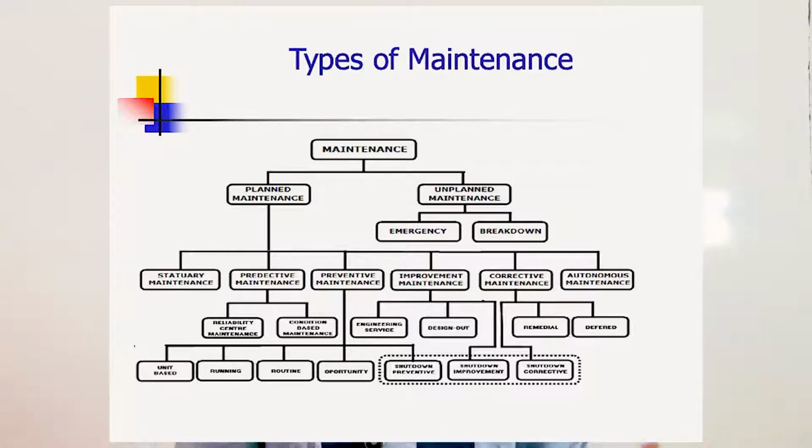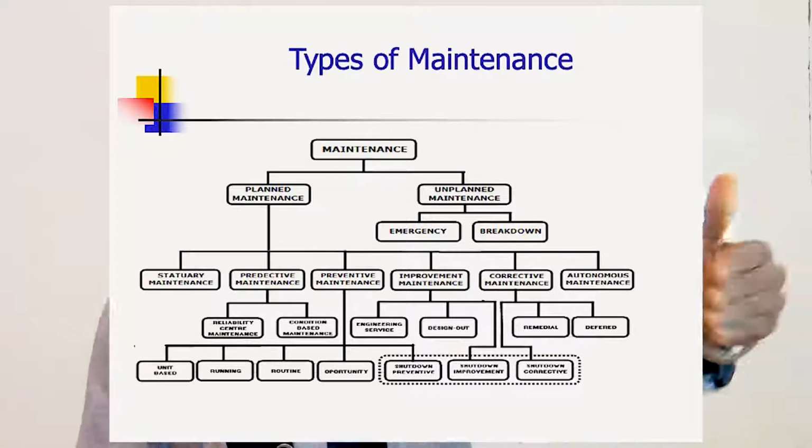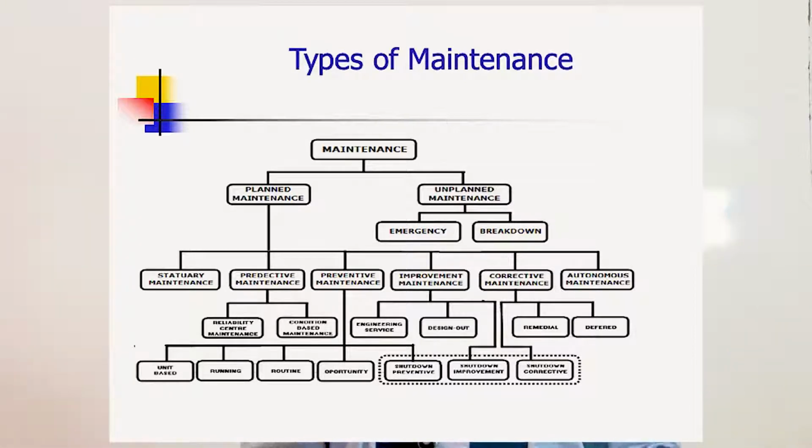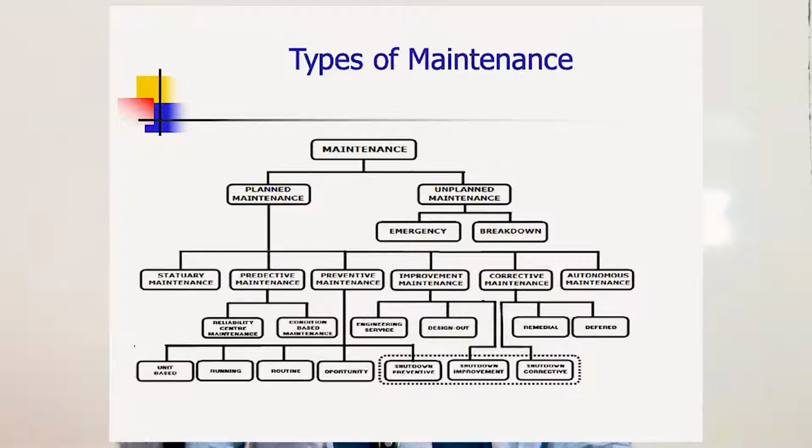You have enough time to plan what to do, when to do it, and to what extent you will do it before the breakdown happens. That is planned maintenance. And there are so many strategies that we're going to look at under planned maintenance. Then the other side is the unplanned maintenance. Unplanned maintenance, as the name suggests, is that you never planned for it.